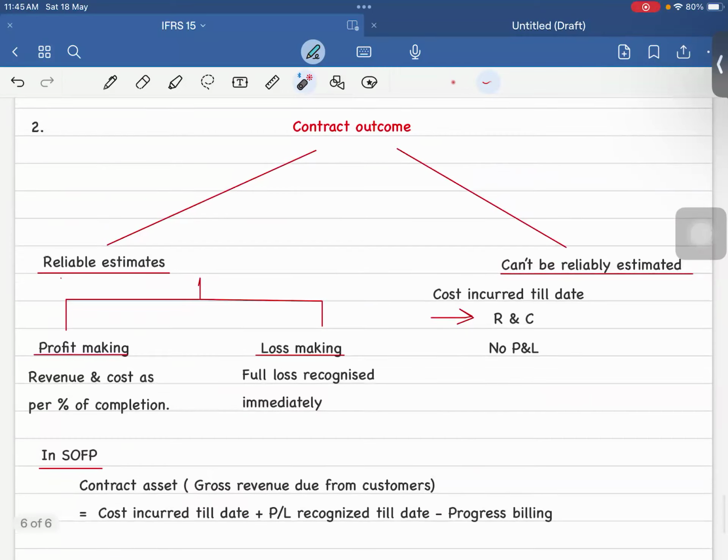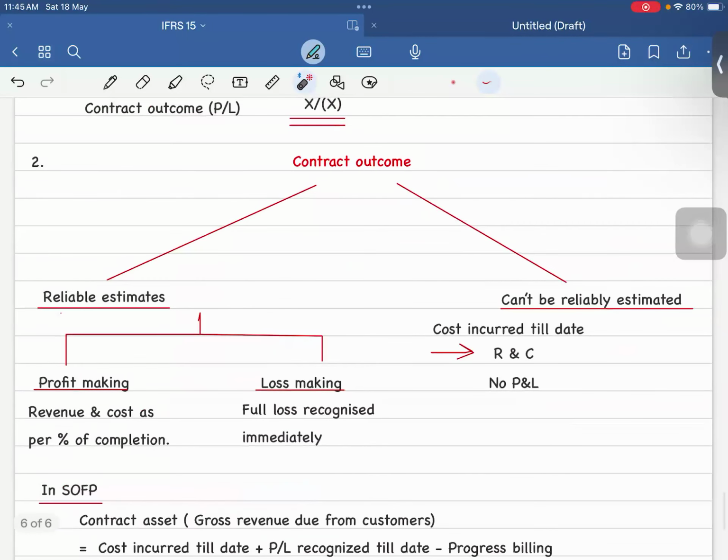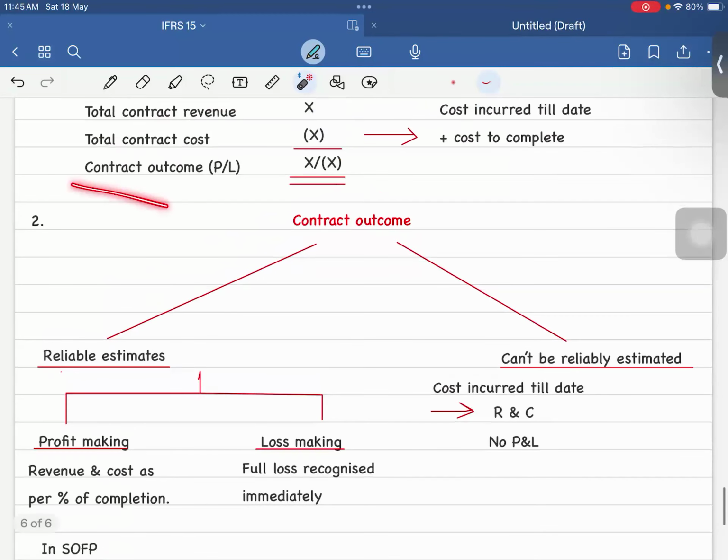The next one is the contract outcome. That is the second measurement, contract outcome. Now, when you are going to measure this contract outcome, there are two things to be considered. Sometimes, whichever property you're planning to construct, there are reliable estimates that can be found. That means all the costs can be identified with certainty, so you can take an estimate which is reliable or usable, right?